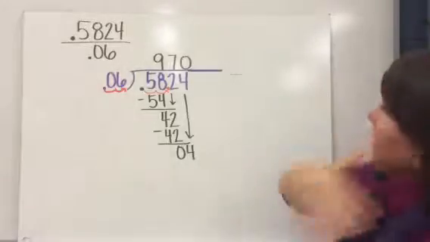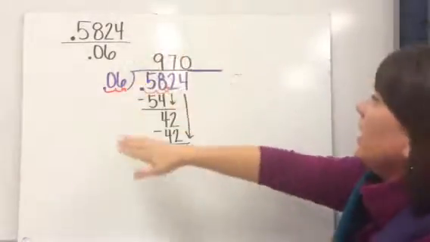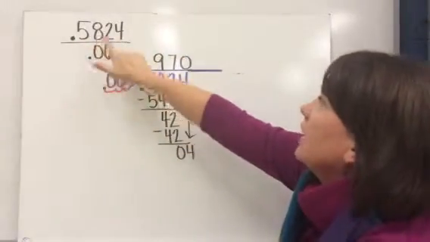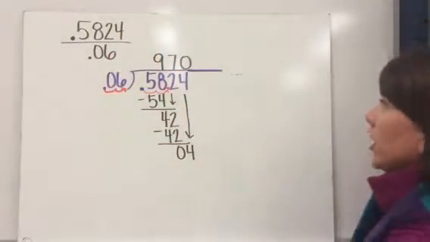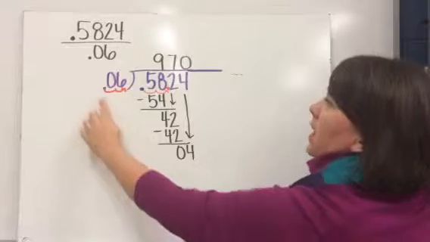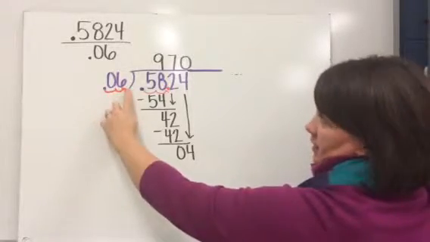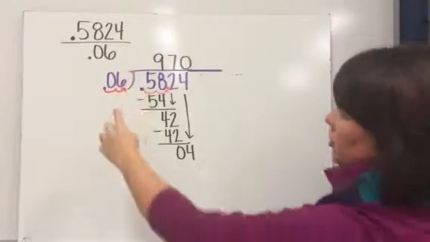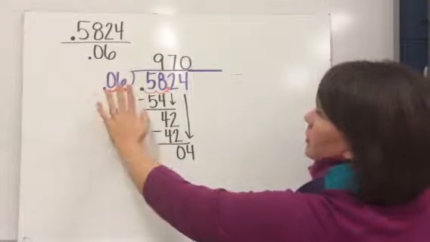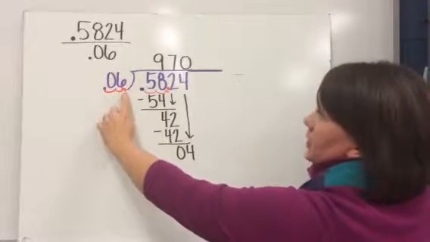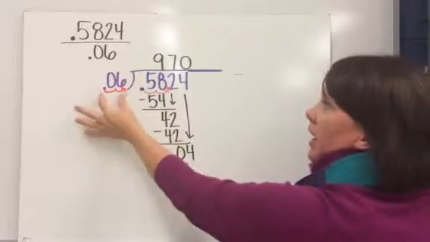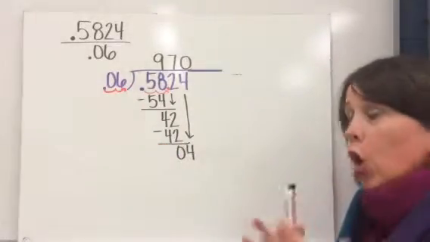Let's look at another one. Again, the fraction bar means to divide. So I have 5,824 10,000ths divided by 6/100. I set my problem up. I have a decimal that's 2 decimal places. It's in the hundredths place. So I have to move this 2 places to the right to make my divisor a whole number.